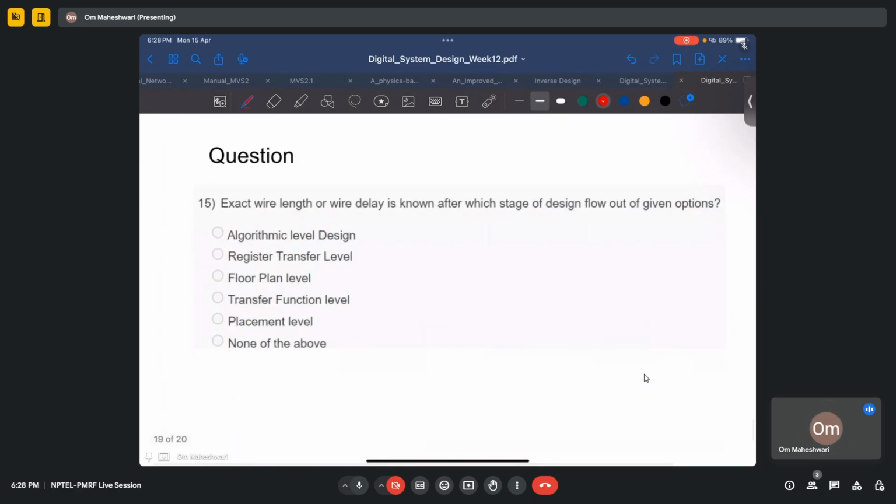So next question is, the exact wire length or wire delay is known after which stage of the design flow out of the given options. Algorithmic level design, register transfer level, floor plan level, transfer function level, placement level, none of the above. So when we do the floor plan, we know exactly which block will be placed where. Then we can know the exact wire length and the wire delay. So the answer is floor plan level.